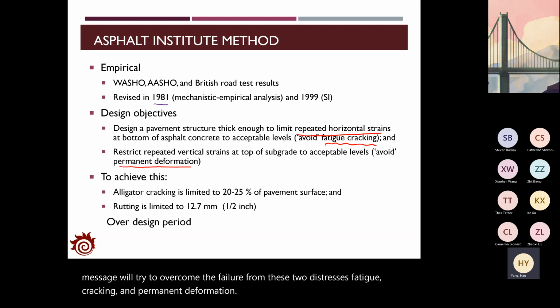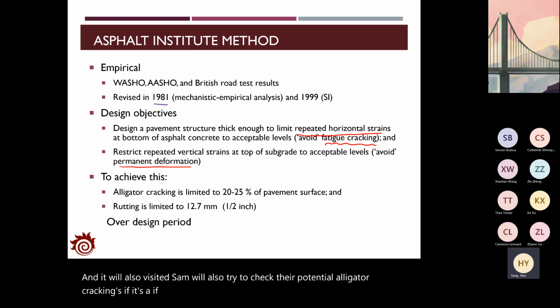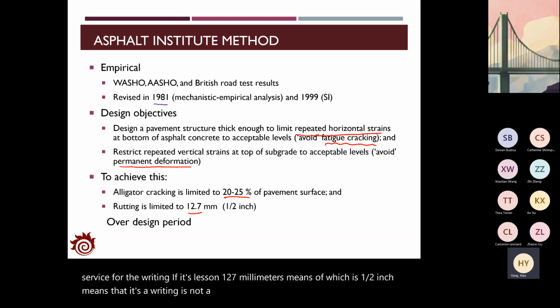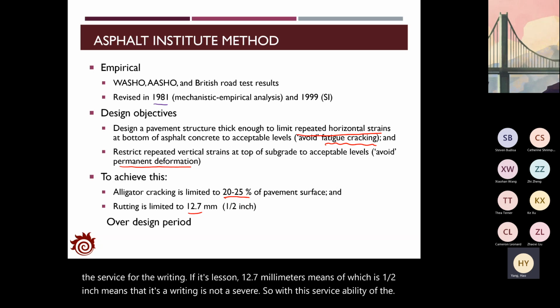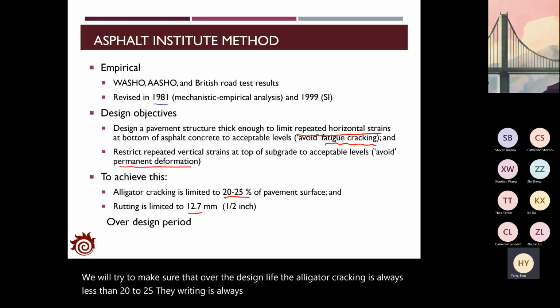With this design, we will also try to check the potential alligator cracking. If it's below 20 to 25%, it means that the pavement is still in service. For rutting, if it's less than 12.7 millimeters, which is a half inch, it means the rutting is not severe, so the serviceability of the pavement is still good. So we will make sure that over the design life, the alligator cracking is always less than 20 to 25% and the rutting is always below half an inch. That's the whole idea of the AI method.